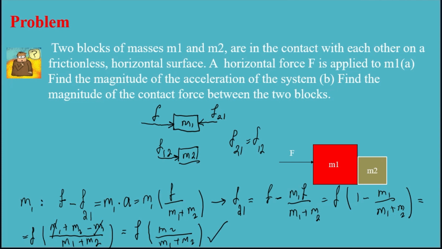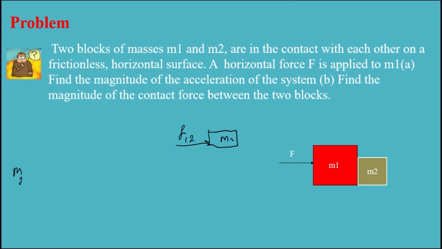Based on Newton's third law, F21 and F12 should be equal, but let me calculate it for m2. For m2, F12 equals m2 times the acceleration, which is the total acceleration I found in the first part, F divided by m1 plus m2. So F12 equals F times m2 over m1 plus m2, which is the same answer I found for F21.